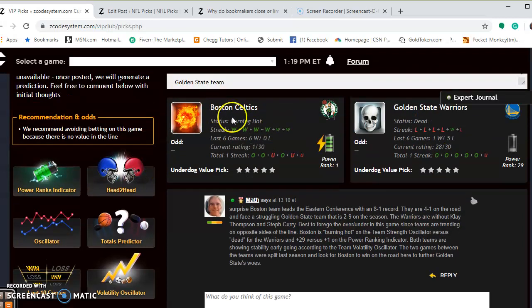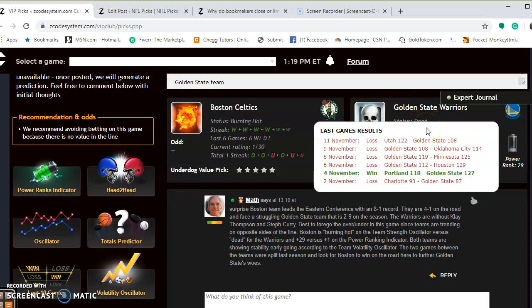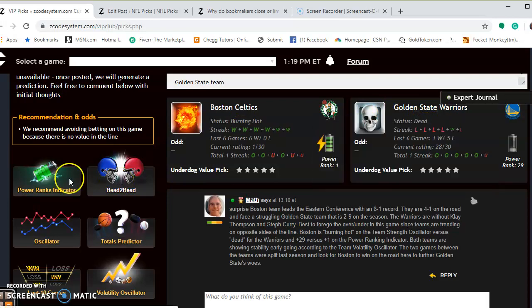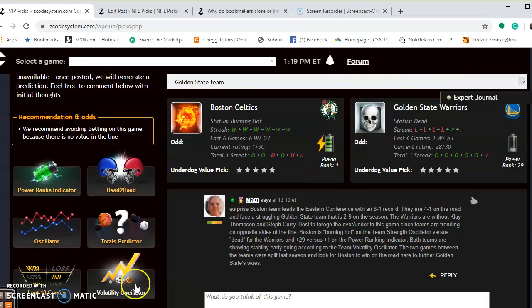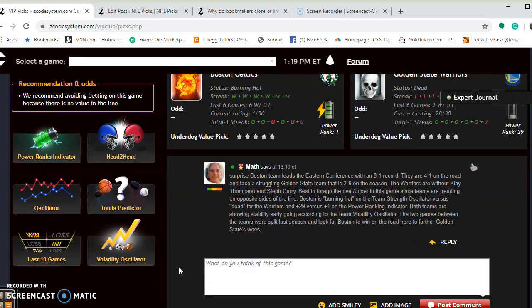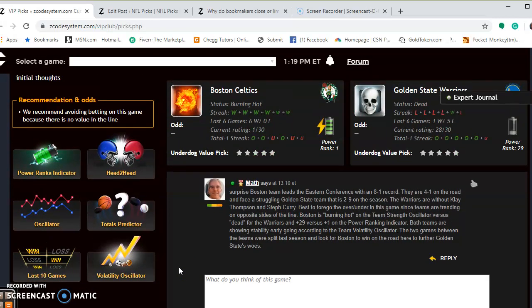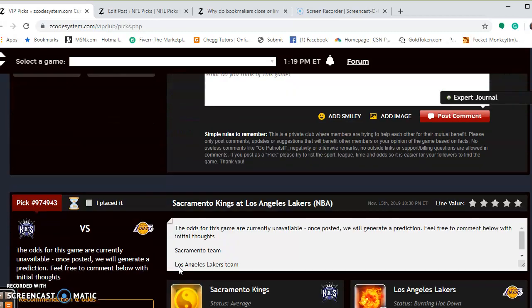Boston right now is burning hot. You can see that they have won their last six. Golden State is dead status, and they have lost five out of their last six. Look at the power rankings indicator. You will see something similar. Boston all the way up at plus 29. Golden State here at the very bottom at plus one. Surprised to see that from Golden State, who has been a powerhouse in recent seasons. But in this one, it looks like Boston is just too strong, and they will win this one on the road to drop Golden State even further in the standings.